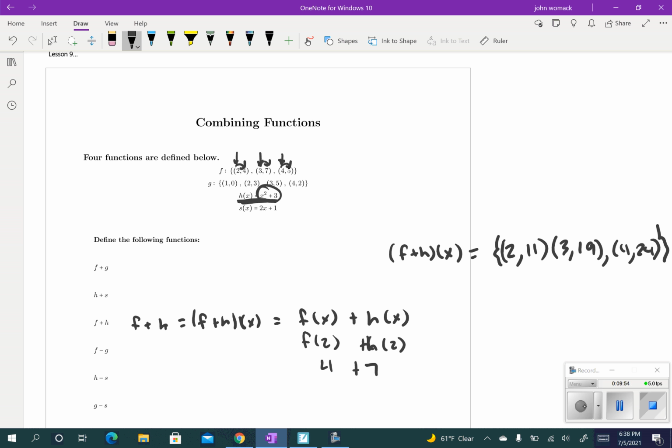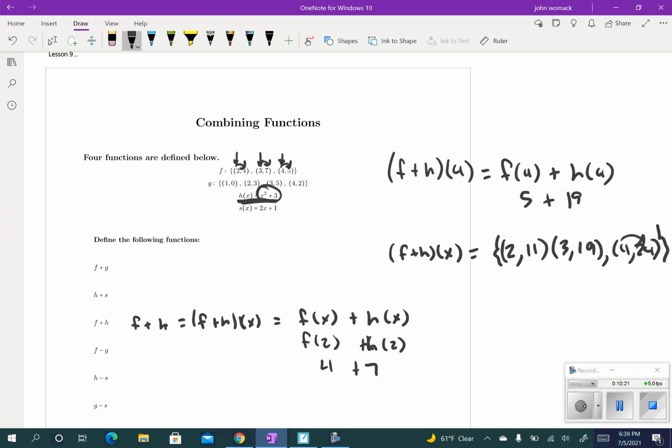Sometimes they might ask you to do that. A lot of times in your assignment, it'll ask you something like, what is f plus h of 4? And all you have to do is go, what is f of 4 plus what is h of 4? F of 4 is 5. H of 4 squared is 19. You add them together. If I put 4 in, I get 24 back out.